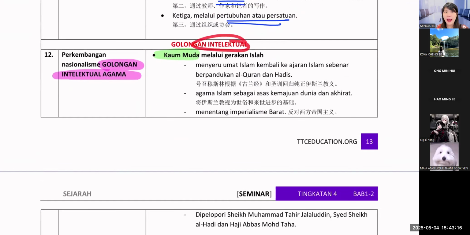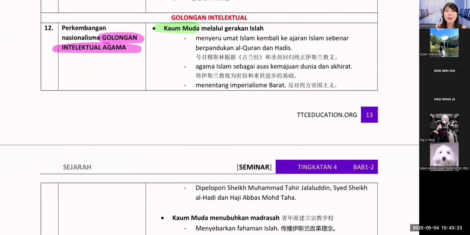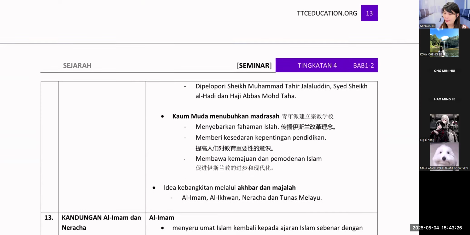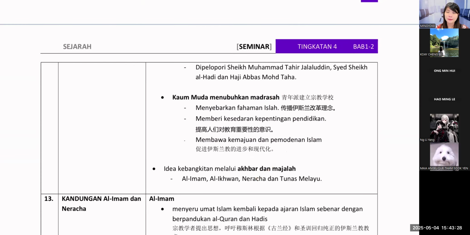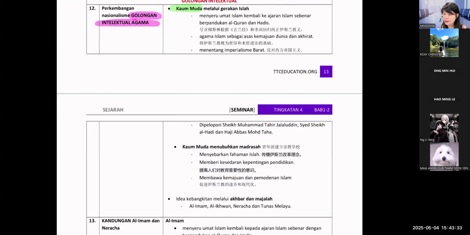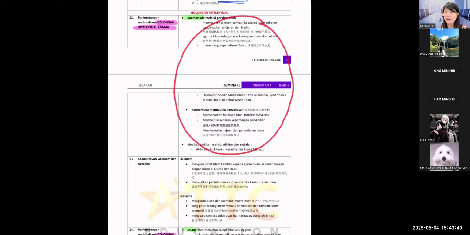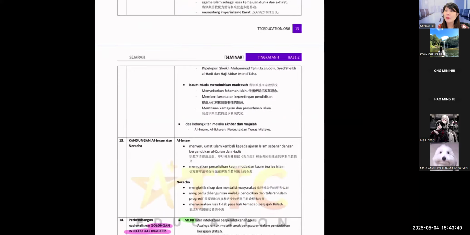Okay, intellectual, we have 3 types. One is religious graduates. Religious graduates is kaum muda. We have Gerakan Islah, Madrasah, and Akhbar Majalah. Example, the Al-Imam, Neraca. All these are your points, guys. Golongan agama is this whole thing. If, for example, here already has enough points, then you no need to continue this one. This one is considered another point. Al-Imam content, Neraca content, newspaper content.